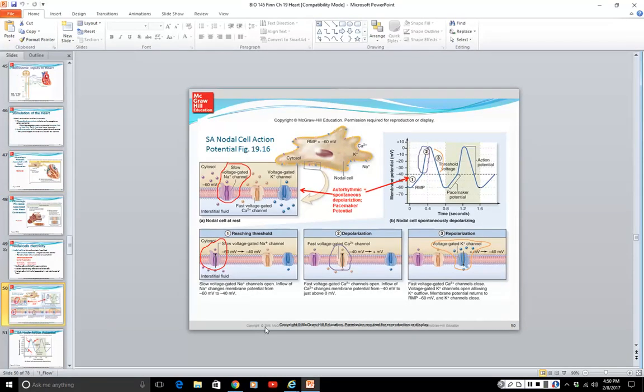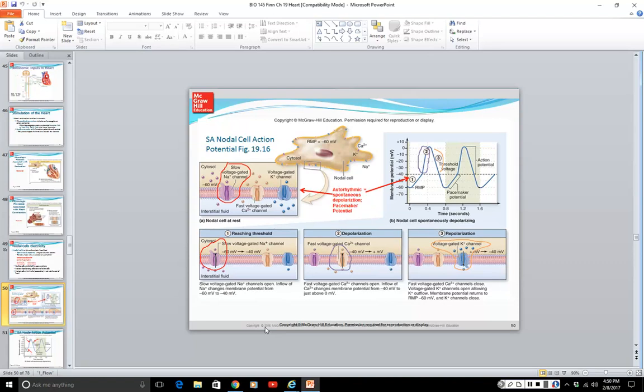Now, figure 19.16 actually shows the electricity that you would see in an SA node. You also see the same electricity in an AV node, in a bundle of His, in a bundle branch, and also Purkinje cells. But because the SA node is the master pacemaker, we look at that first. All right?